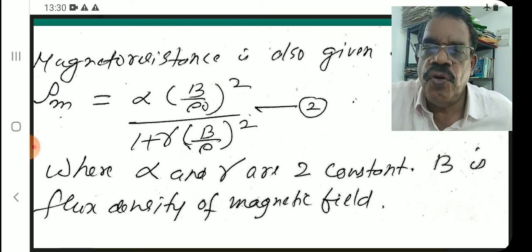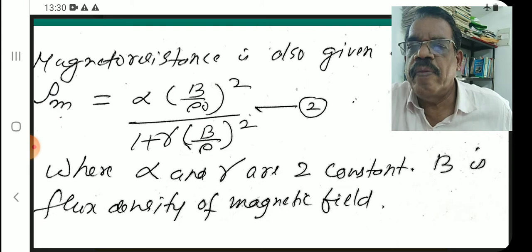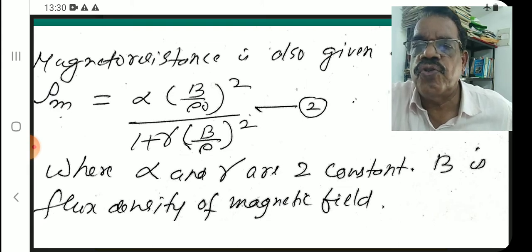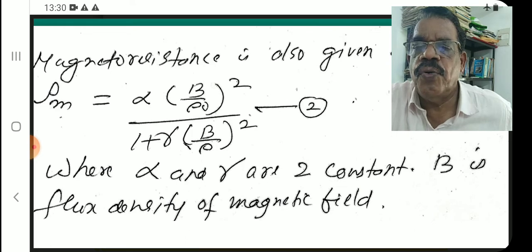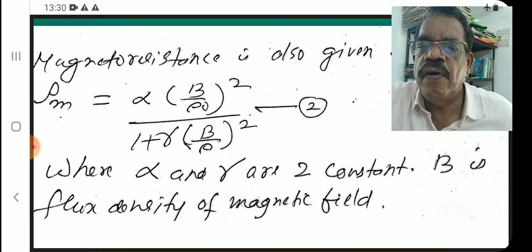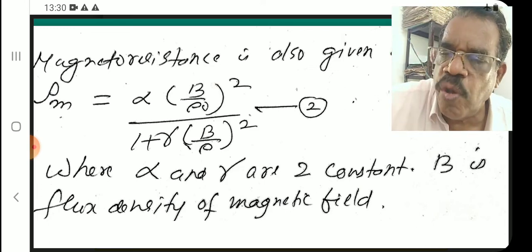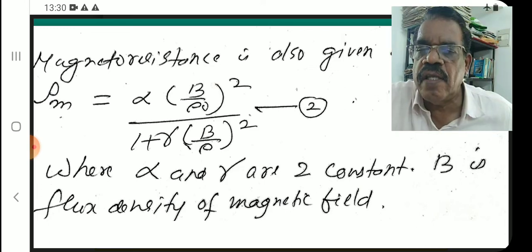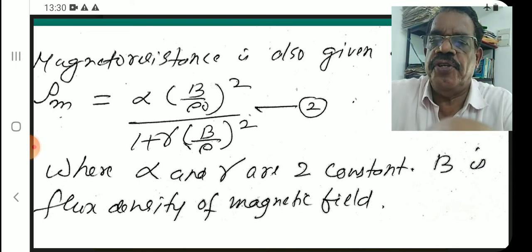So magnetoresistance is also given by rho m is equal to alpha into B by rho 0 squared by 1 plus gamma into B by rho 0 squared. The meaning of rho and rho 0 we have explained, and in this equation alpha and gamma are constants and B is the magnetic flux density.